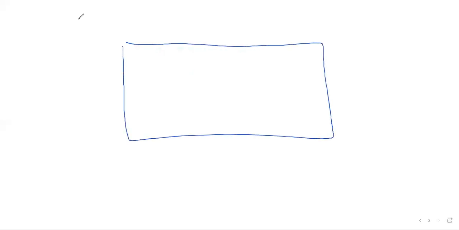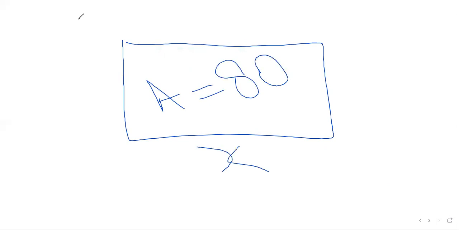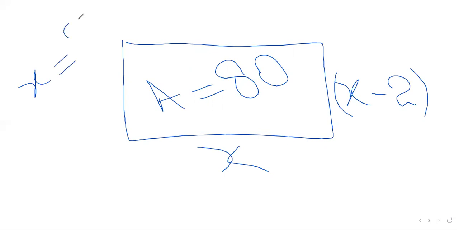So the rectangular rug has an area of 80. This is the length. The width is 2 feet shorter. So we are looking for the length: x is equal to question mark. So this is all about the problem. Am I right?